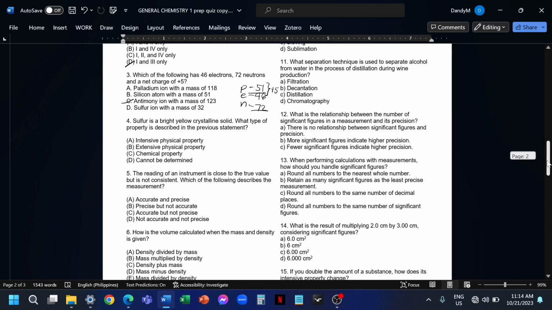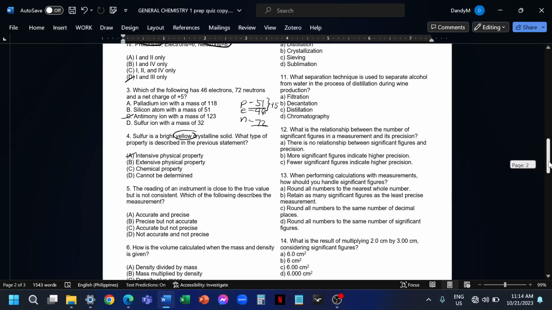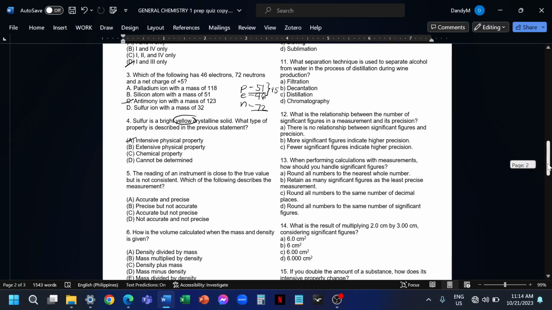Number 4, sulfur is a yellow crystalline solid. What type of property is this one? So here, they are referring to the color of the substance. So this one is an intensive physical property. So make sure to review all the list of physical and chemical properties, intensive and extensive.